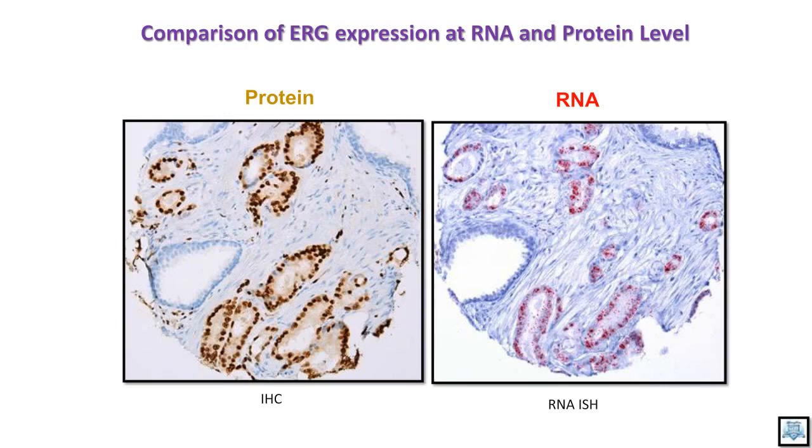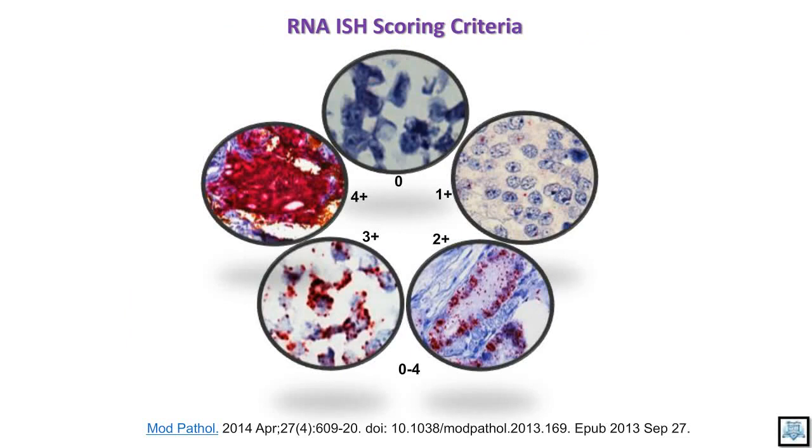Okay? So based on the level of expression of your target, you will see a different level of RNA staining. When it is negative, you don't see any dots. If the RNA level expression is low, you will be able to see only a few dots. If the level is moderate, you will see multiple dots. If it is higher, you will see more of a diffused pattern of signal.